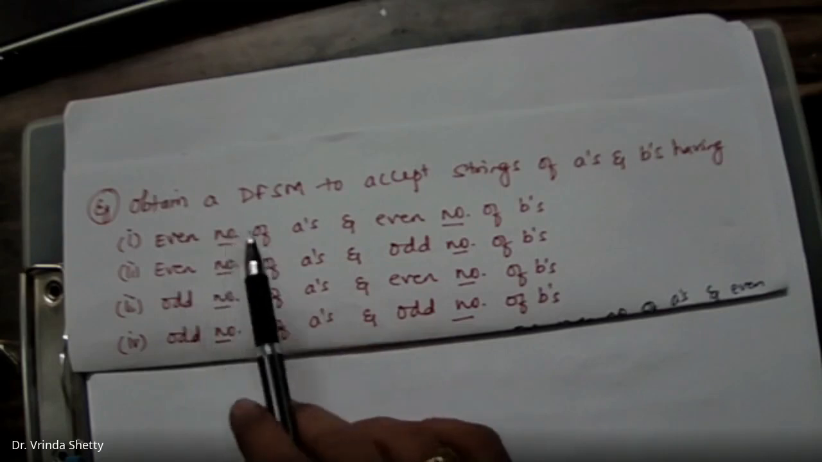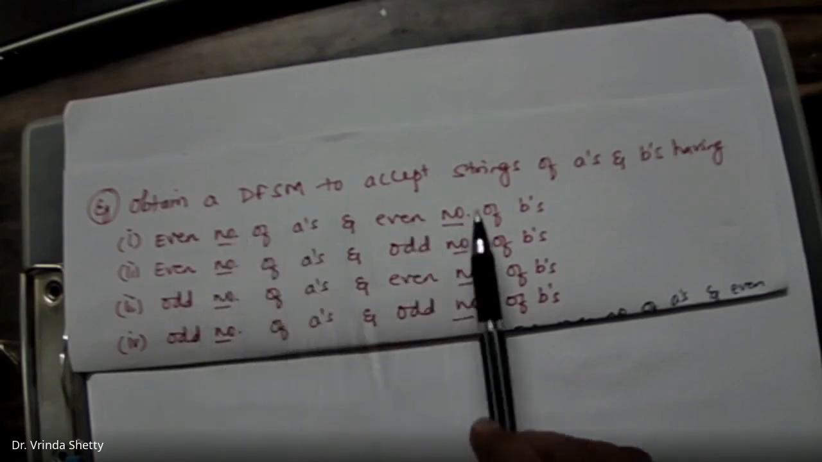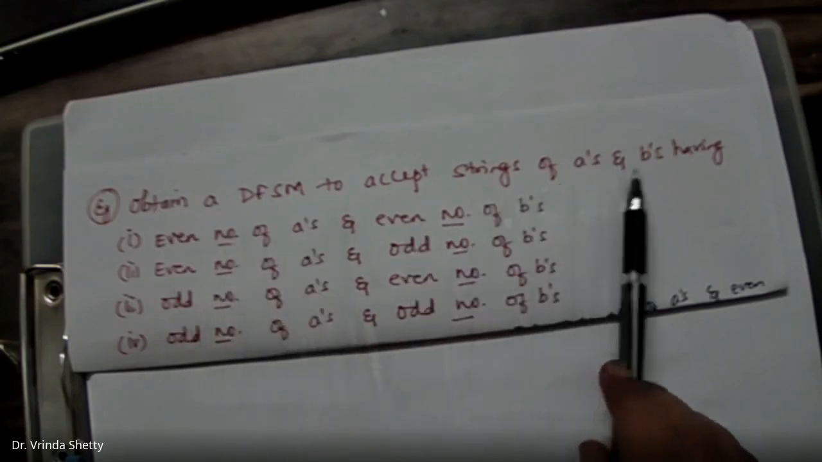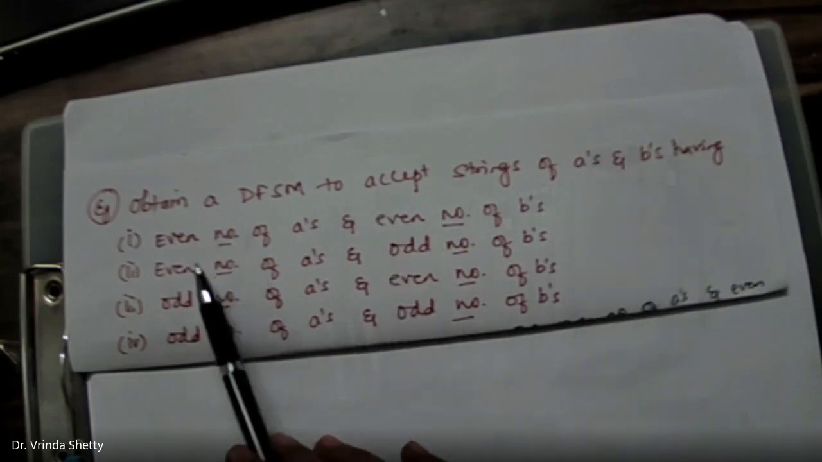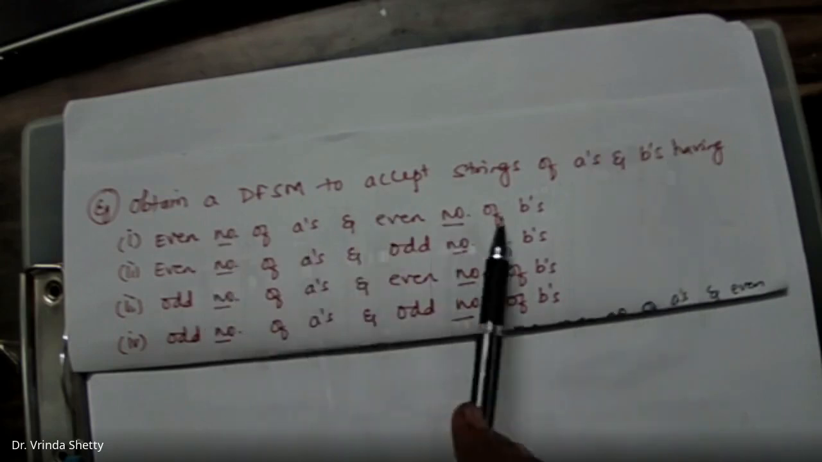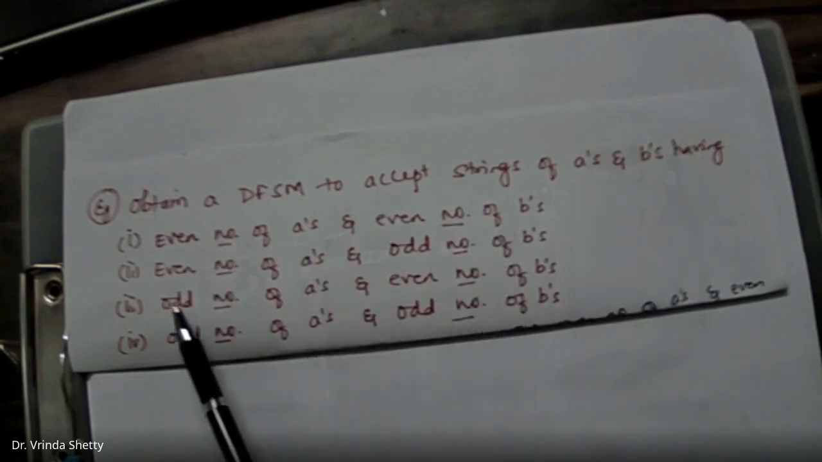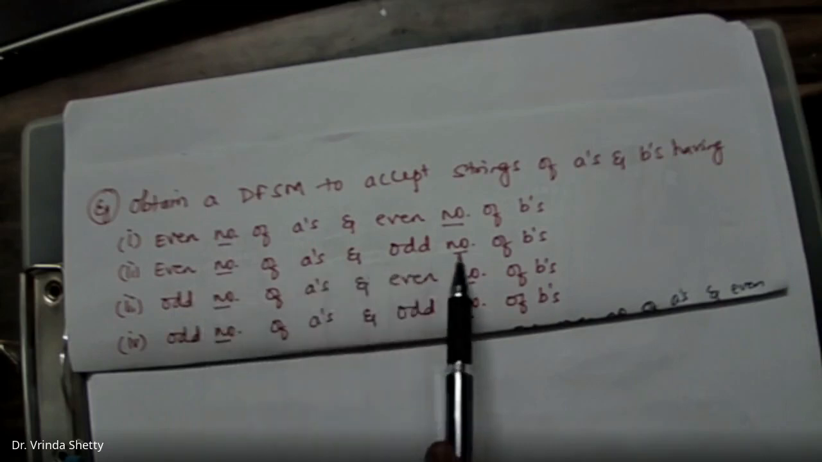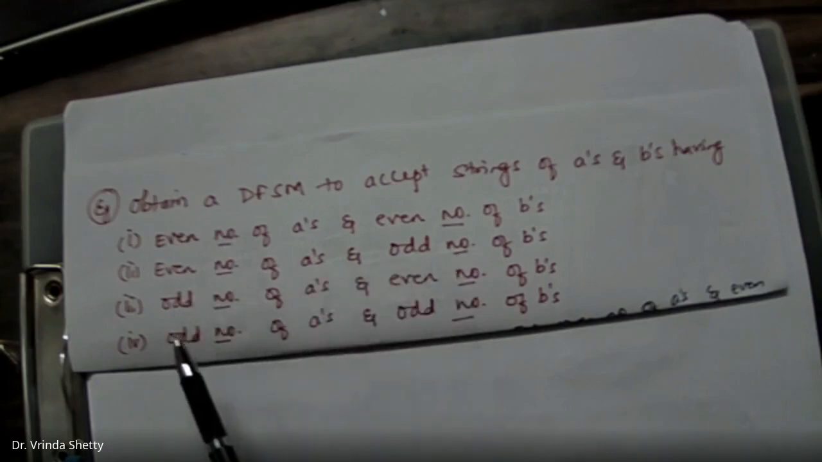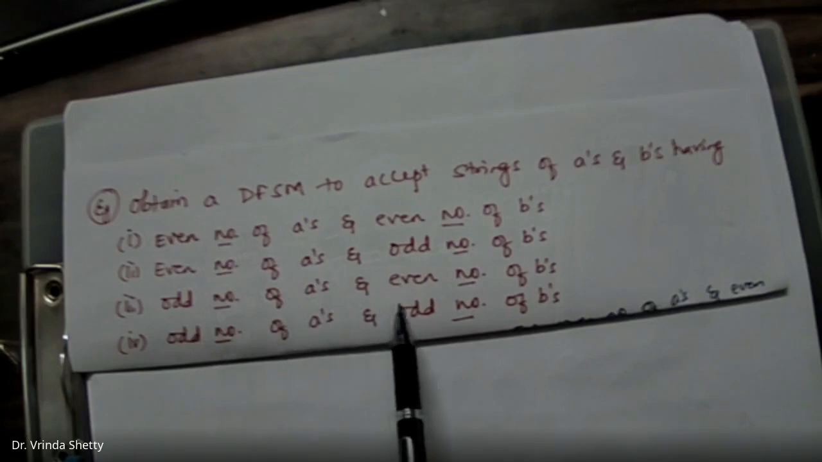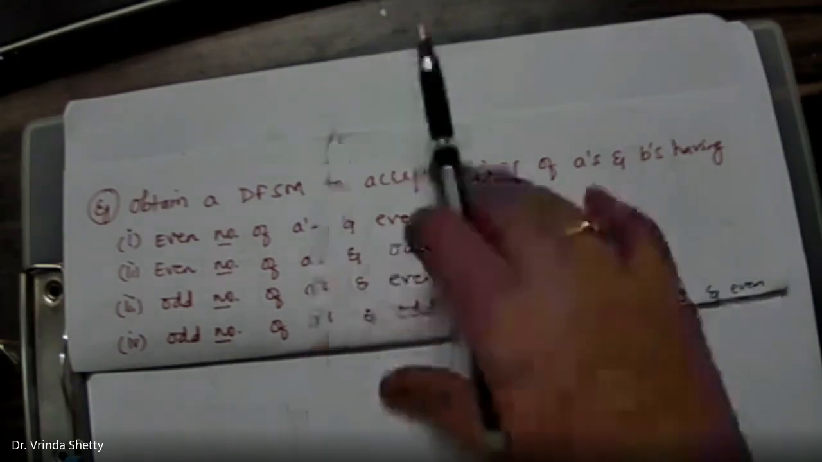Okay, students, the question is to construct a DFSM to accept strings of A's and B's having: first, an even number of A's and an even number of B's; second, an even number of A's and an odd number of B's; third, an odd number of A's and an even number of B's; fourth, an odd number of A's and an odd number of B's. First we'll try to find the solution for this.